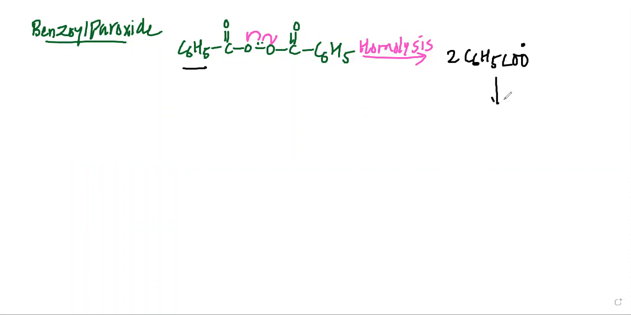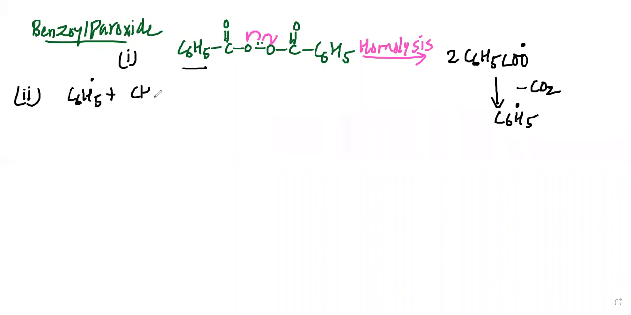Now what happens is that from this free radical, CO2 goes out, and we will get the C6H5 free radical. Now this C6H5 free radical reacts with our propene, and let us see what happens.